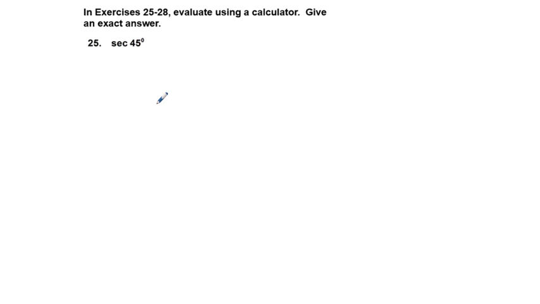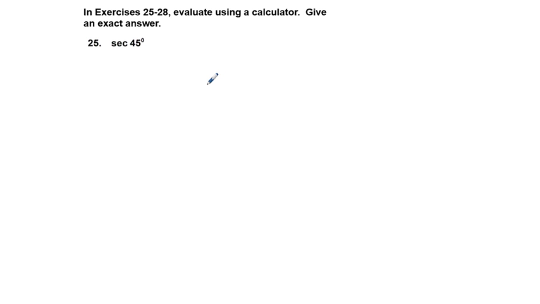Chapter 4.2, exercises 25 through, I think we're going to go through 40 on this set. This section of the book has to do with trigonometric functions of acute angles. We're going to go on to this first set. In exercises 25 through 28, evaluate using a calculator, give an exact answer.